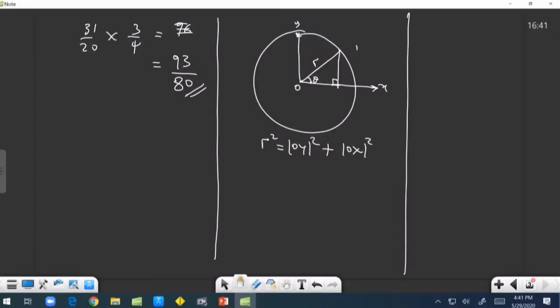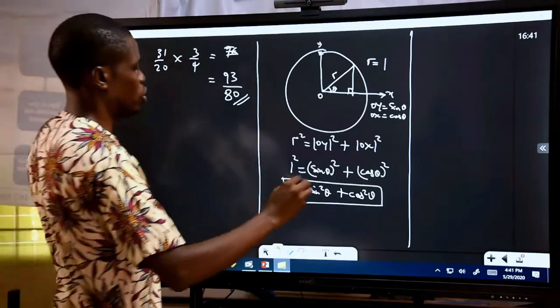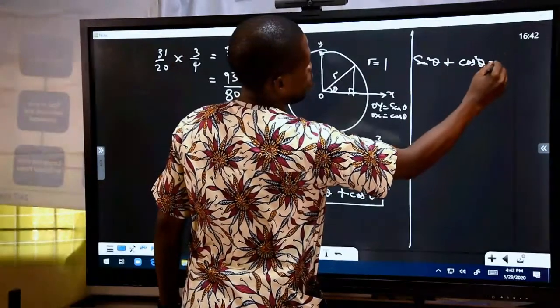Now, let's assume that r is 1 unit. So if r is 1 unit, we have 1 squared equal to OY squared plus OX squared. OY in this case is equal to sine theta, and OX is equal to cos theta. So when we substitute, we have sine theta all squared plus cos theta all squared. That is 1 equal to sine squared theta plus cos squared theta. So this is one trig identity which has been proved: sine squared theta plus cos squared theta is equal to 1.